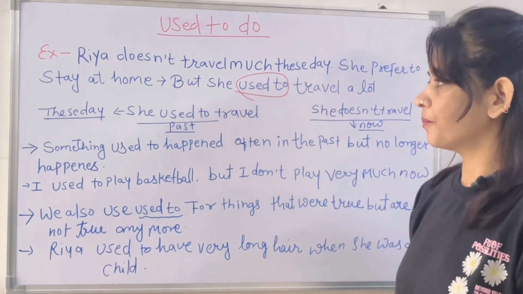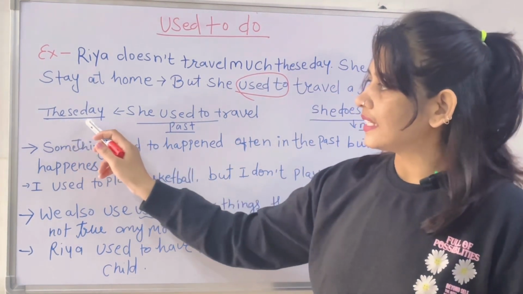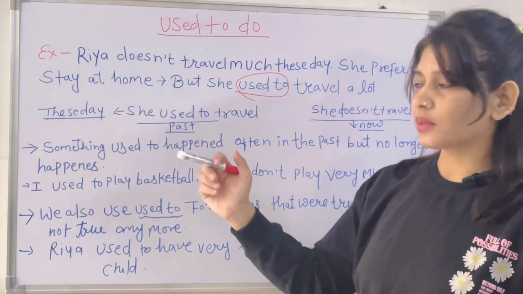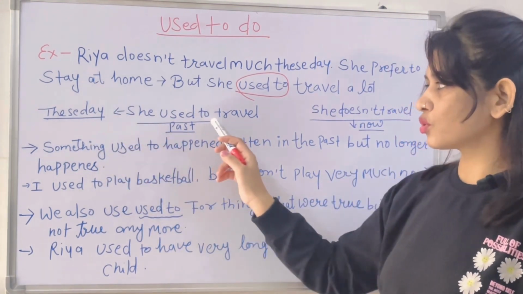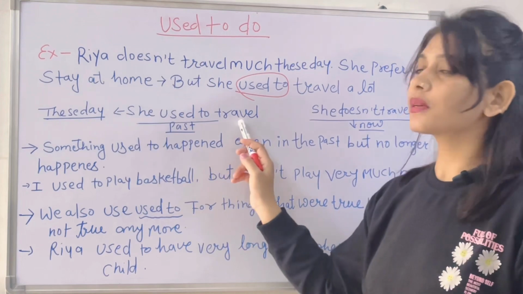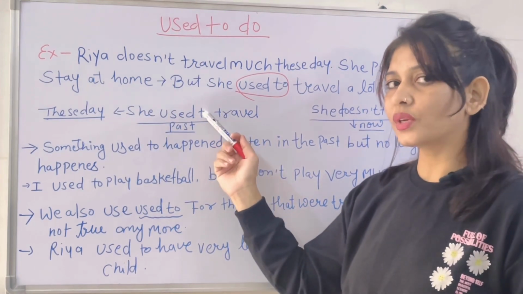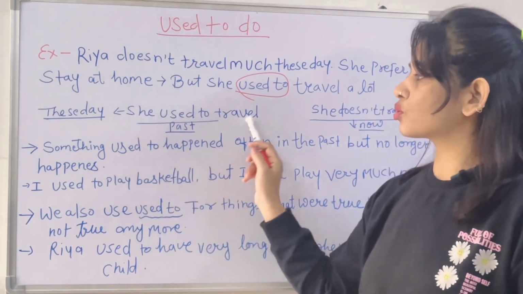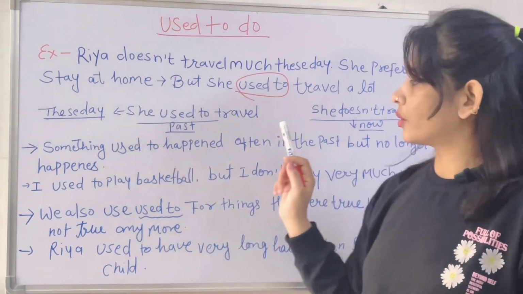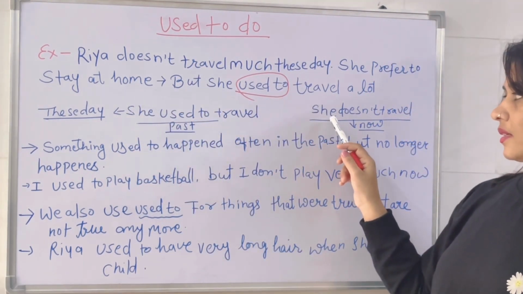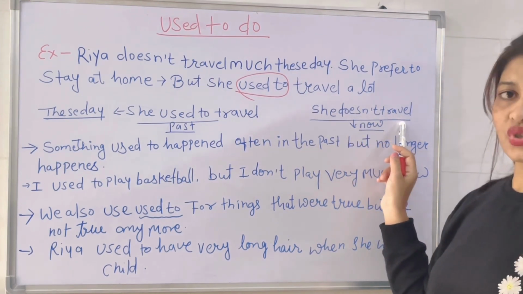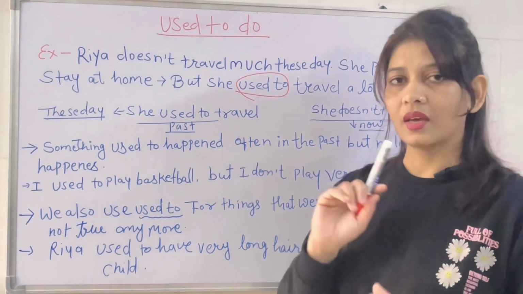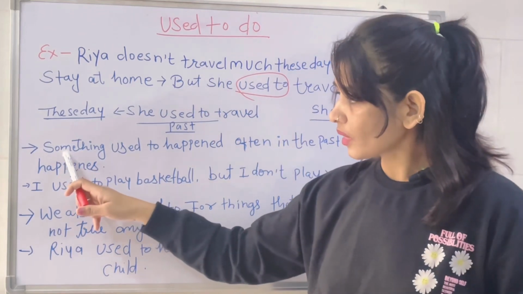For these days, it's a very simple thing. What is that? It's the past. What she used to do in the past, she traveled a lot. In the past she used to travel a lot, but now in the present she doesn't travel. I hope you understand.